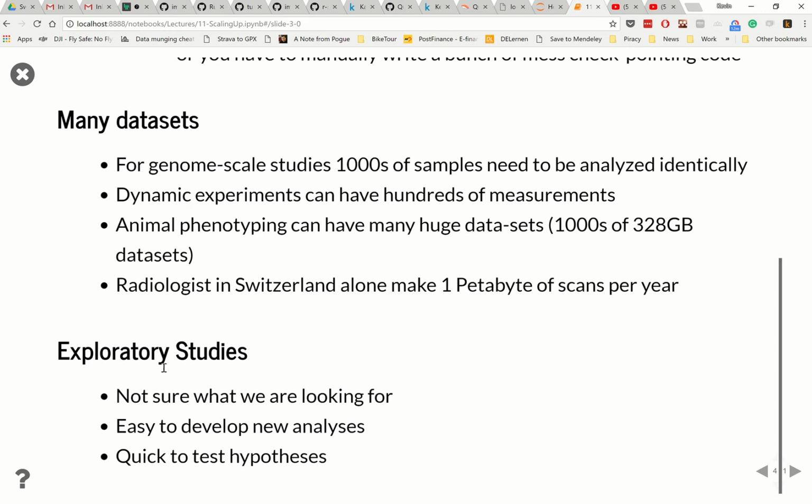For exploratory studies, this is the last part, where you're not really sure what you're looking for, and you want to be able to develop new analyses and test hypotheses quickly, and you don't want to wait 48 hours to get results. You might not necessarily have 328 gigabytes of data, but you don't want to have to wait hours to see the results on your smaller data set. And so doing exploratory studies requires that you have quick iteration cycles with your analysis.